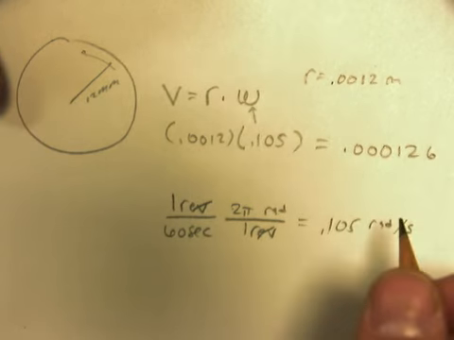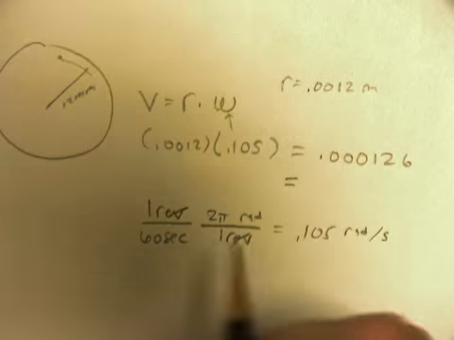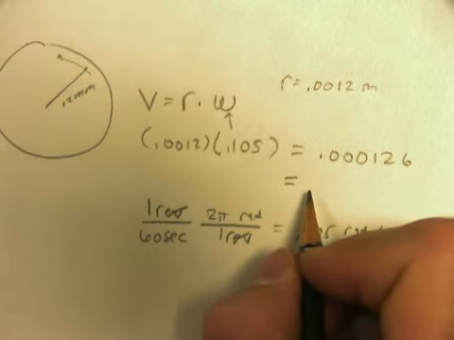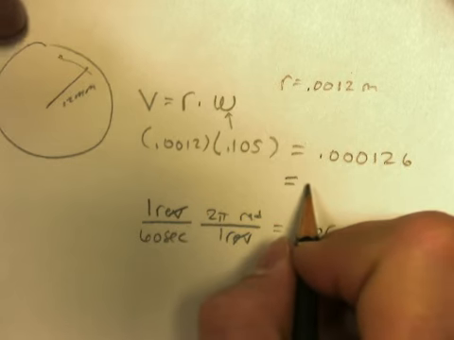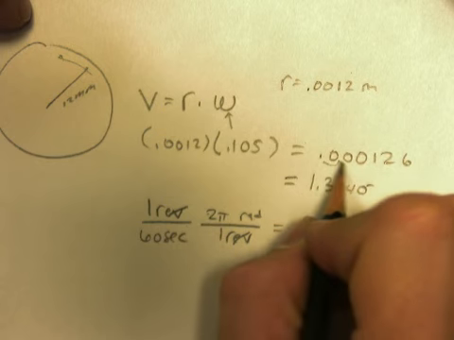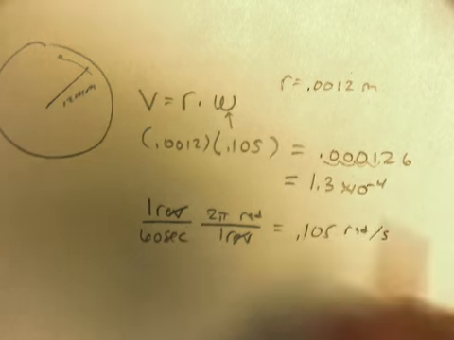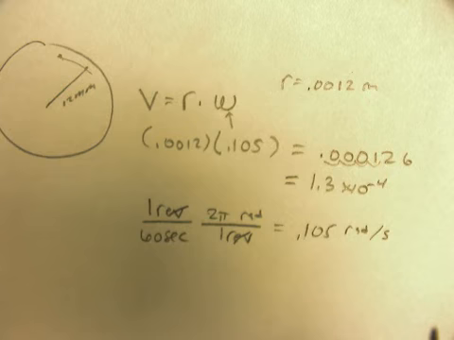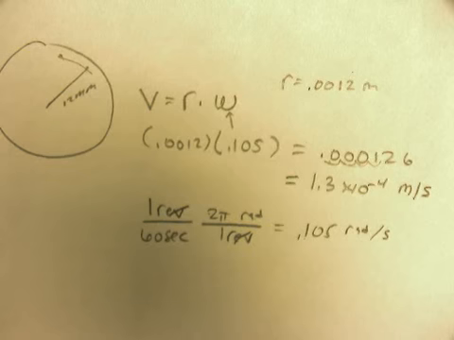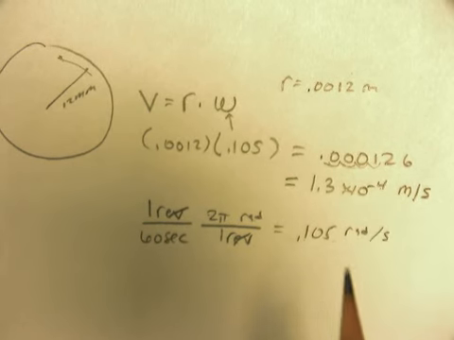0.000126. Now, if you ever get a number like this, you should always write it in scientific notation. It's always easier for the reader and yourself when you come back to it. So it's got to have how many significant figures? Two. So you go 1.3 times 10 to the negative 4th meters per second. Now, when I'm looking at the answer, it gave me the negative 3, so I'm wondering if I'm right.